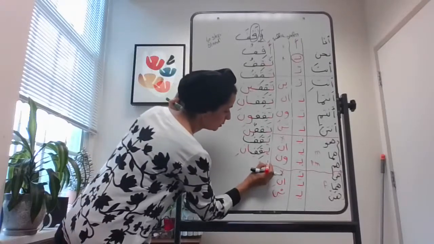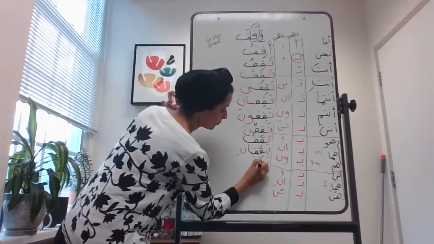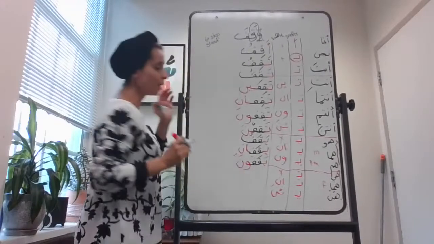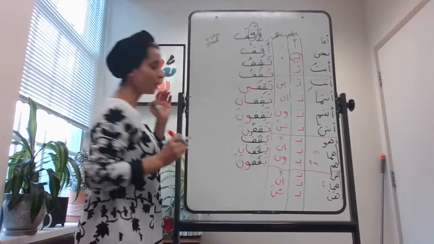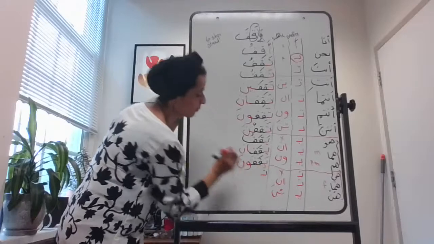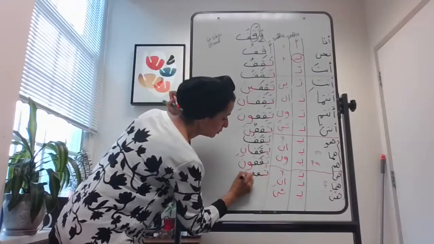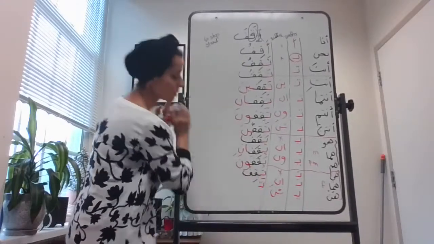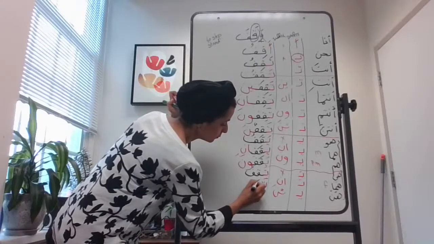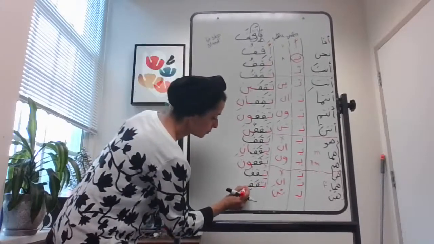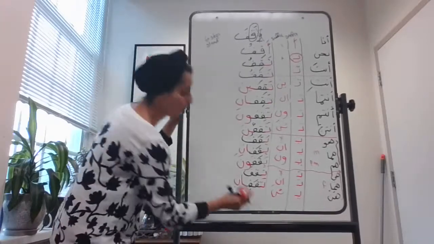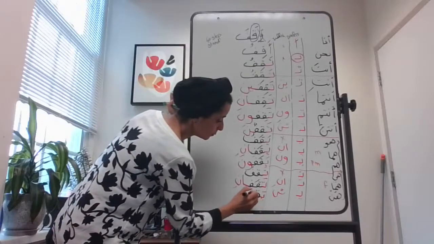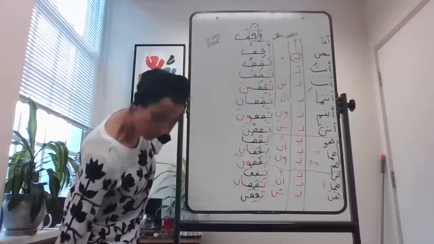وهم يقفون. For هي, هي تقف. وهما feminine, تقفان. وهن يقفن. هن يقفن.